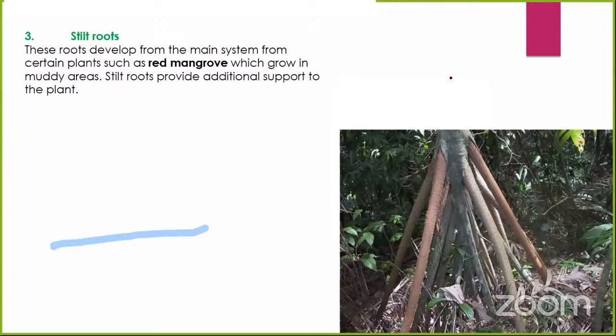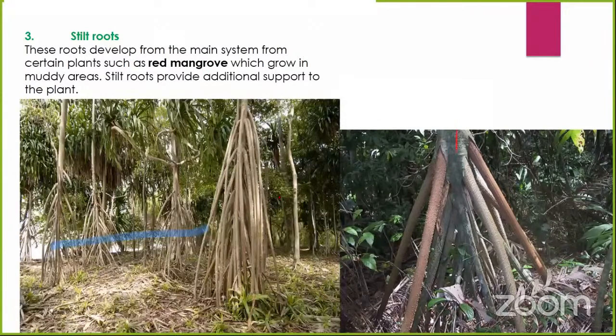If you have seen it before, that's good. And then stilt roots, you're going to find them in the red mangrove, and then it moves down. Okay, there's this other picture. I don't know whether you guys have seen this before. Their role is to just give extra support. They give extra support to the plant. And I think you can see.